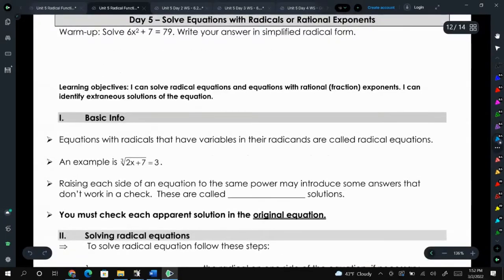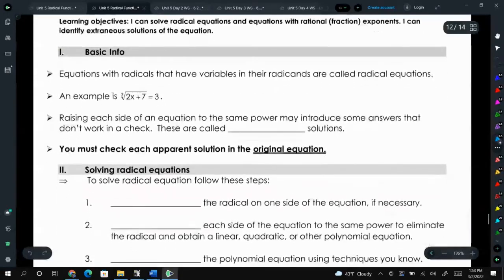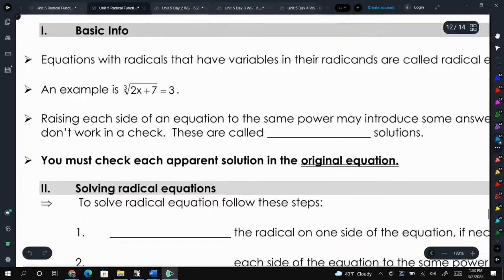Today is our last day with radical functions, and what we're going to do is solve radical functions and work with some rational exponents. So what a radical equation is, it's an equation that has a radical in it. It could be any type of radical, a square root, a cube root like we see right here, the third root, fourth root. Anything that has a radical is called a radical equation.